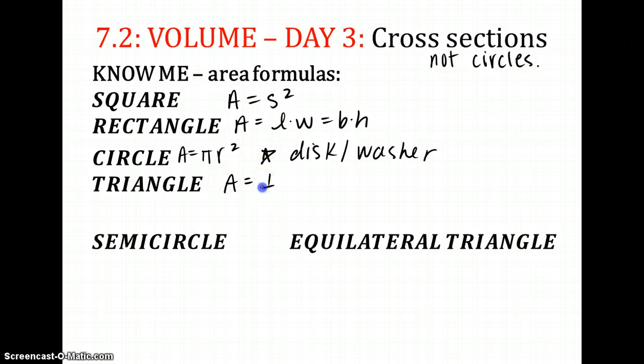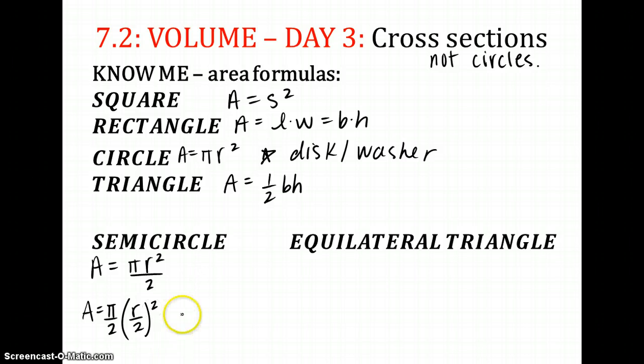Triangles, for right triangles, 1/2 base times height. We'll talk about the next two in class, but we know the area of a semicircle would be pi r squared over 2. But when we do one of these, I will show you. The radius comes from the difference of the functions, so we actually have to cut that radius in half and then square it. So when you're given a problem where cross sections are semicircles, it would actually be pi r squared over 8.